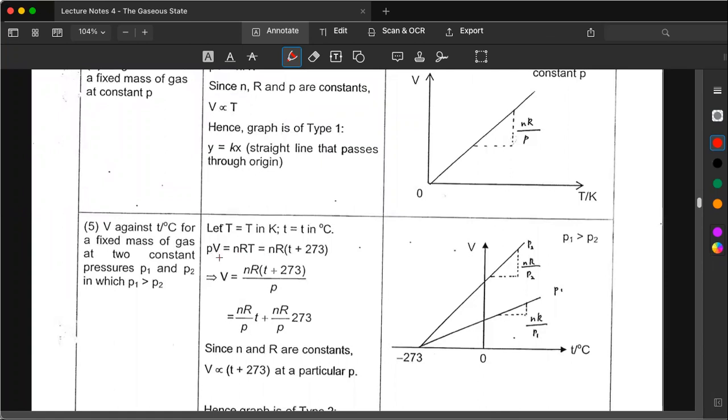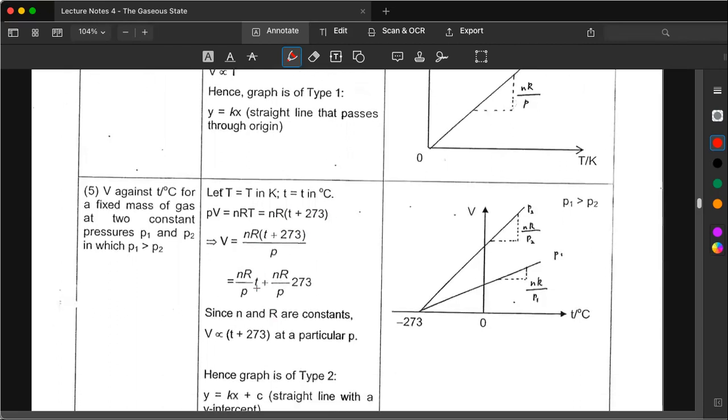So V against T, where P is constant, but T is in degrees Celsius. But to relate them, the temperature must be in Kelvin. So you make sure that you add 273 here before you construct the equation to relate V and T. So this is a bit mathematical. N and R are constant. So V is directly proportional to T plus 273 at a particular pressure.